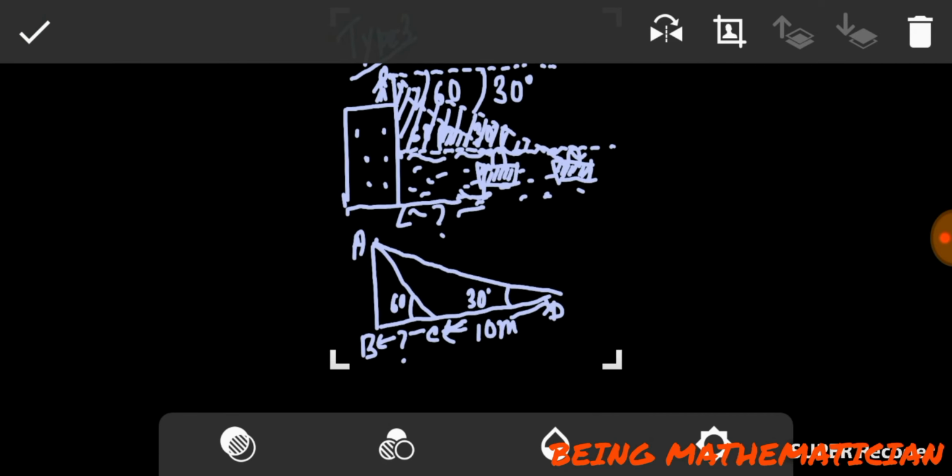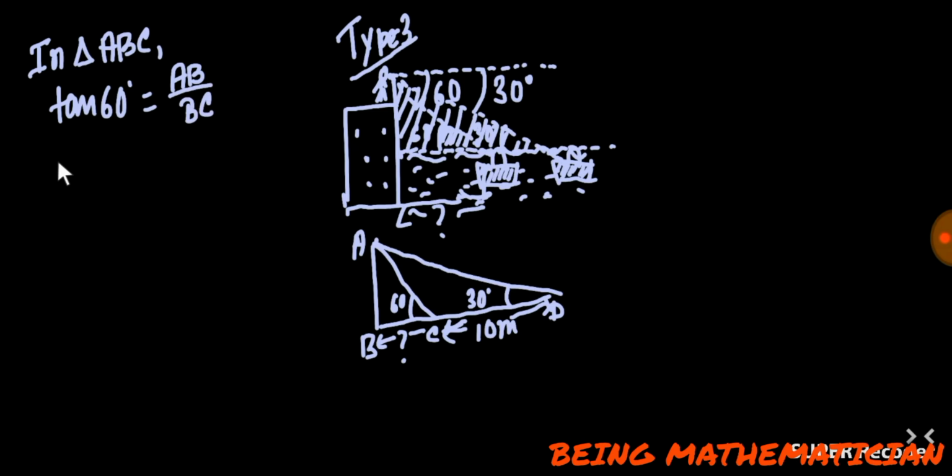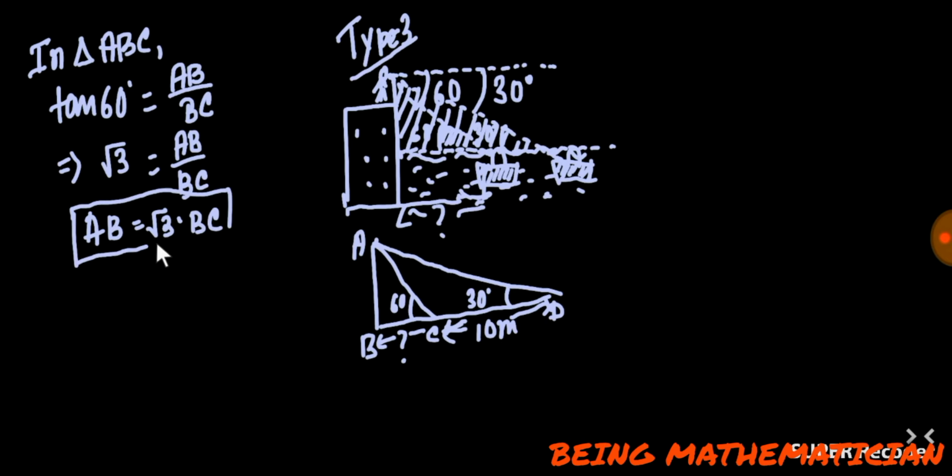Now let's see the solution. Let us consider triangle ABC. Tan 60 equal to height by base, and tan 60 is root 3 equal to AB by BC. Therefore, AB is equal to root 3 into BC. This is equation 1.